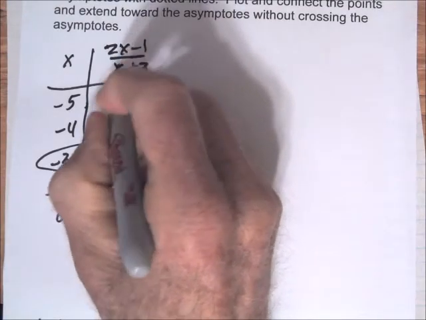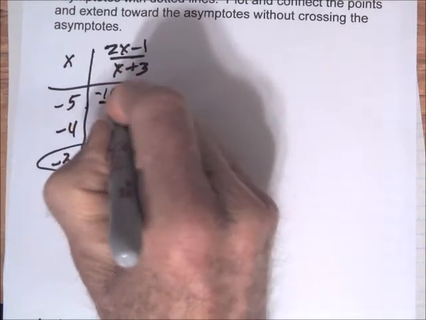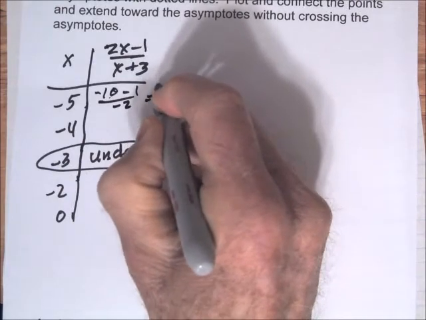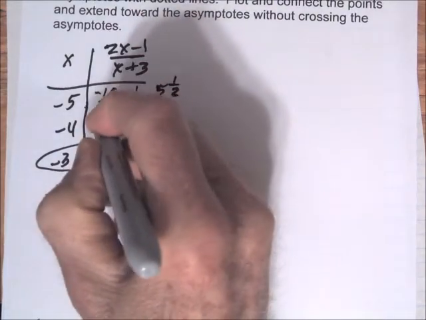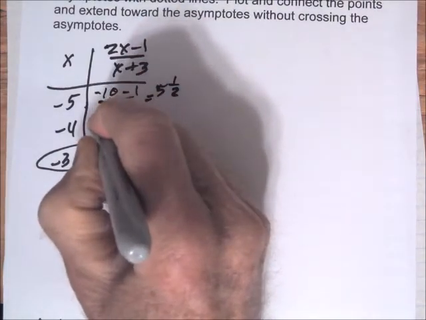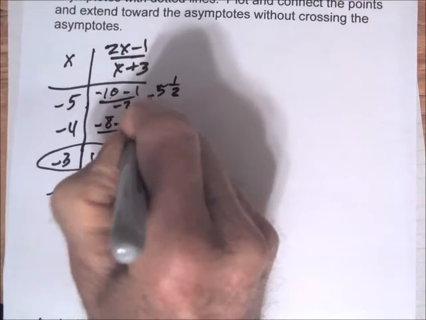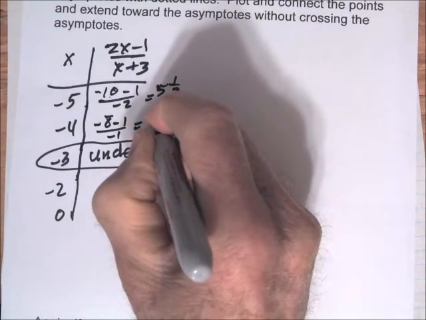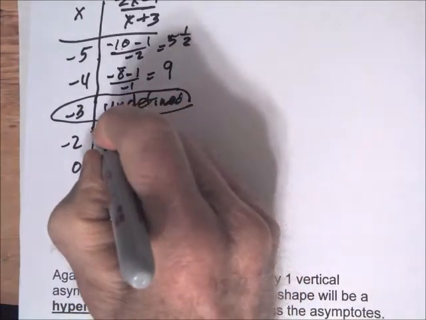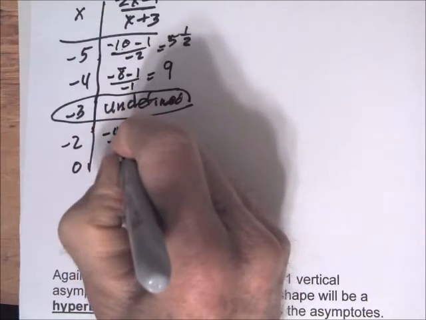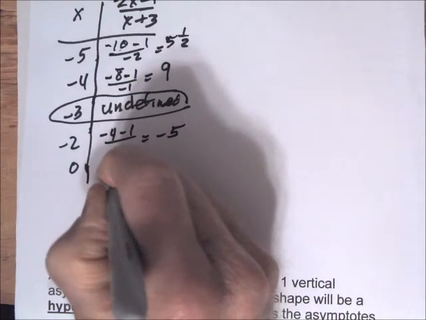So 2 times negative 5 is negative 10, minus 1, negative 5 plus 3 is negative 2. So this is going to be negative 11 over negative 2. It's going to be about 5 1/2. If x is negative 4, we're going to have negative 8 minus 1 over negative 1. That's going to be negative 9 over negative 1, which would be 9. If x is negative 2, we're going to have negative 4 minus 1 over 1, negative 5. If x is 0, we're going to have negative 1/3.